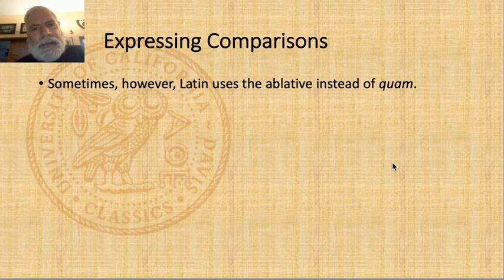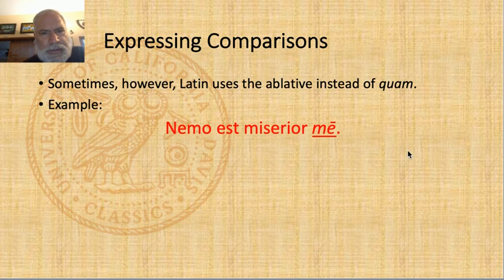Sometimes, however, Latin uses the ablative instead of quam. Here's an alternate way of making that same statement that no one is more wretched than I. You can say, no one is more wretched from me. This is the ablative of ego. Remember, ego goes ego, mei, mihi, me. This is the ablative. And this is the ablative in its sense of from.